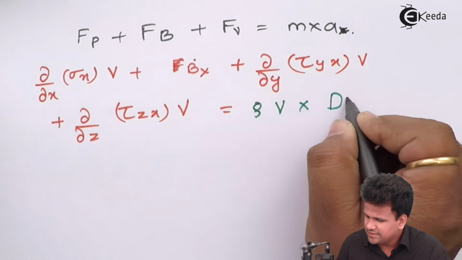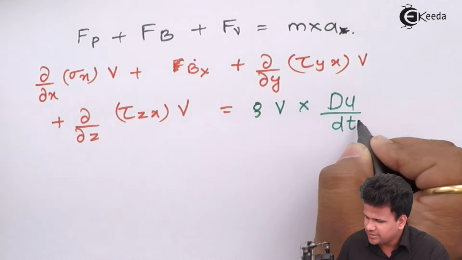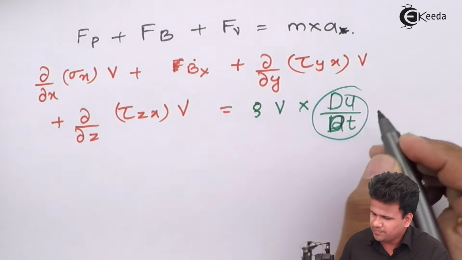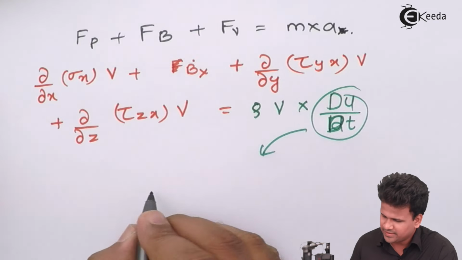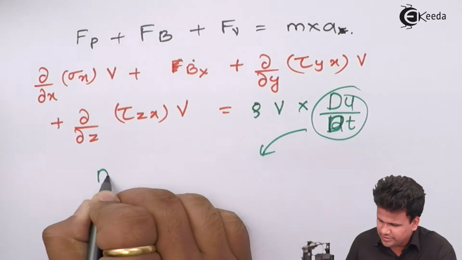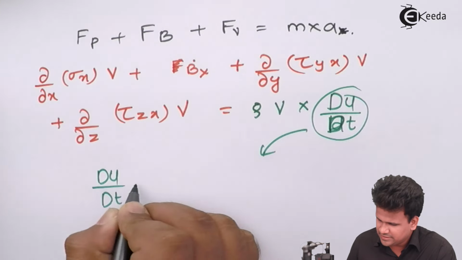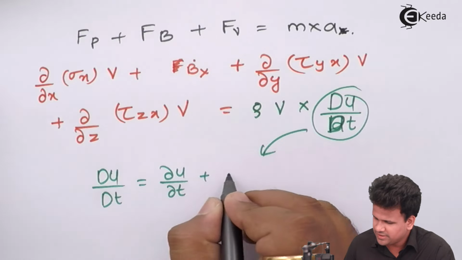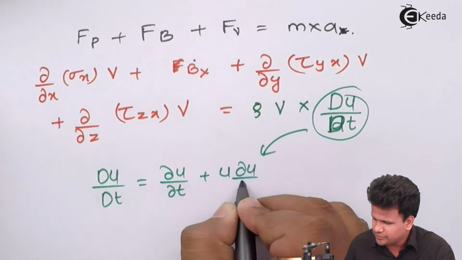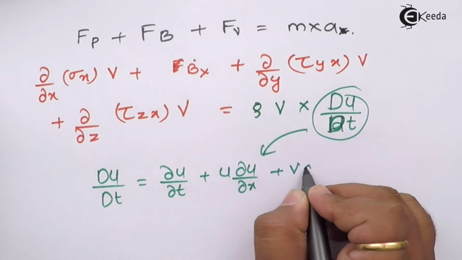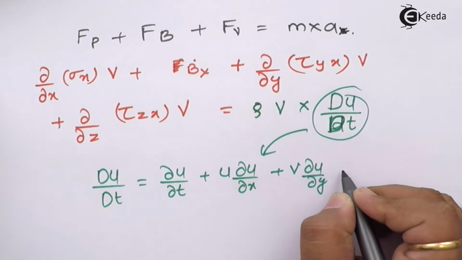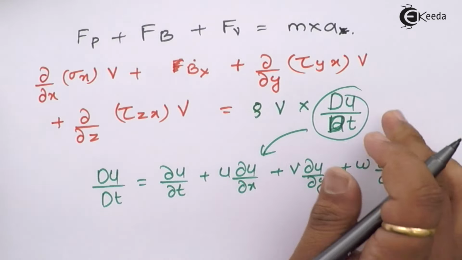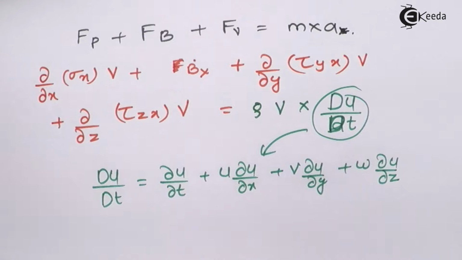So this is Du/Dt, capital D, not small d, which we know equals ∂u/∂t + u ∂u/∂x + v ∂u/∂y + w ∂u/∂z. So this is the expansion of the acceleration term.